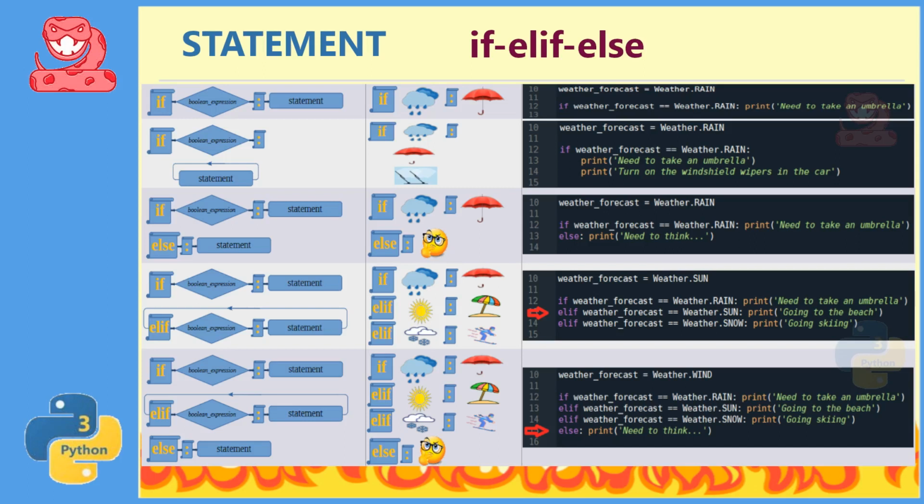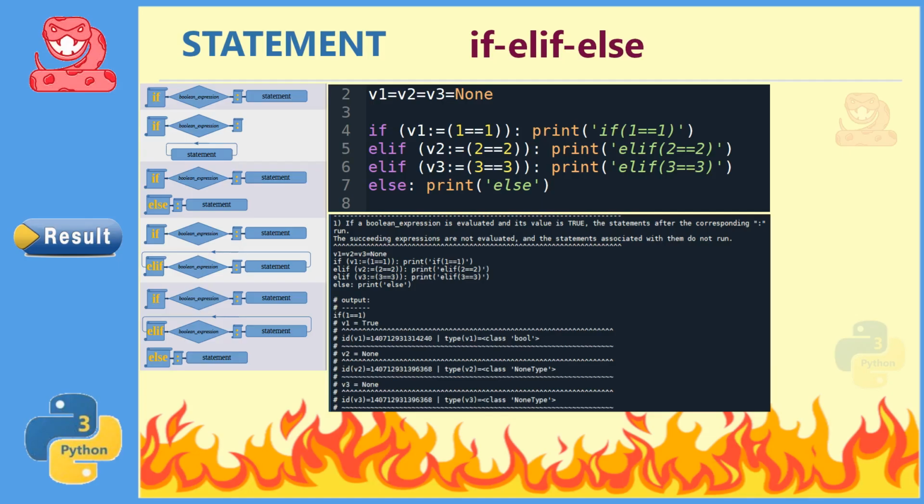If a Boolean expression is evaluated and its value is true, the statements after the corresponding colon run. The succeeding expressions are not evaluated, and the statements associated with them do not run. I'll demonstrate this with an example. We'll store Boolean expressions in variables just to check if they are evaluated based on their value.